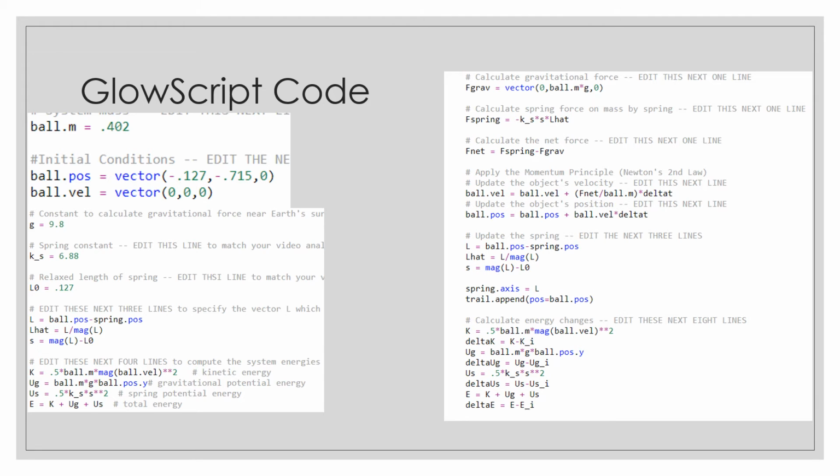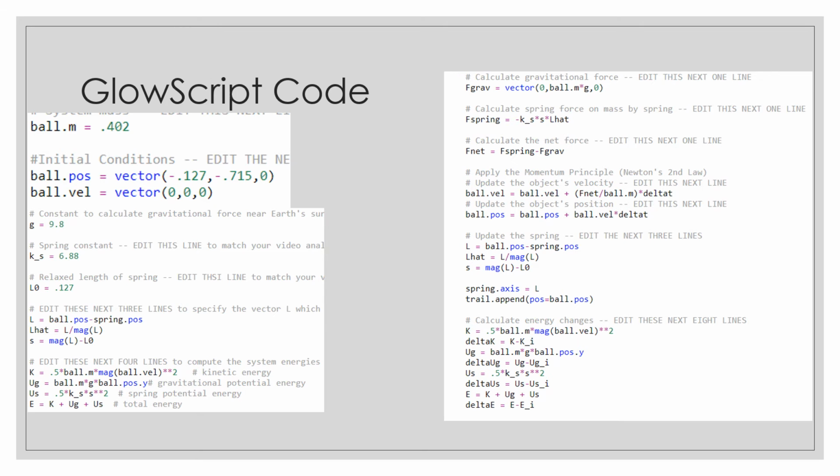The things we changed are we changed the ball.m, which is the mass of the ball, to 0.402, the initial conditions, the ball's position vector, to the values I gathered in the tracker video, negative 0.127 and negative 0.715, and then the ball's initial velocity to be 0, set G to 9.8 and the spring constant to 6.88 and the relaxed length of the spring to 0.127. And then I also edited the lines to get L, L hat, and S for the spring.